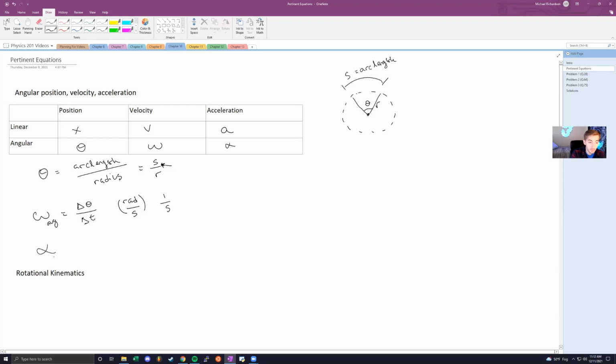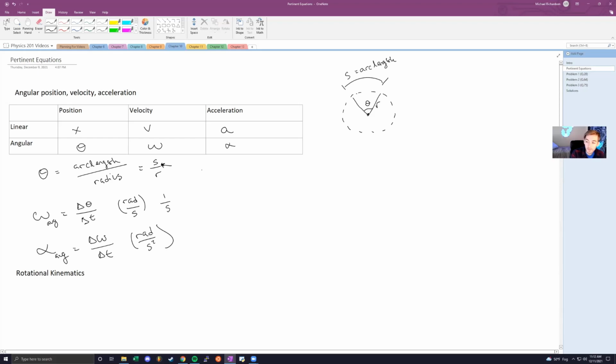Okay, now let's talk about angular acceleration. Really similar to angular velocity, what it's going to be is the change in our angular velocity with respect to time. And similarly, we'll find that this is radians per second squared.